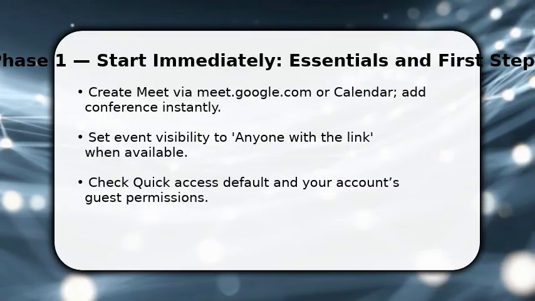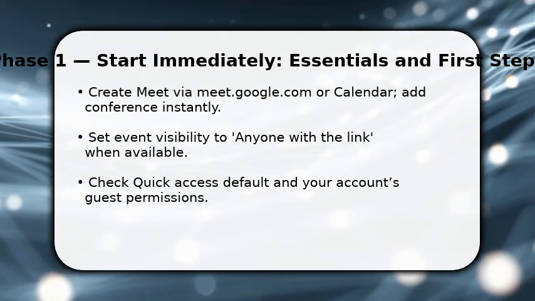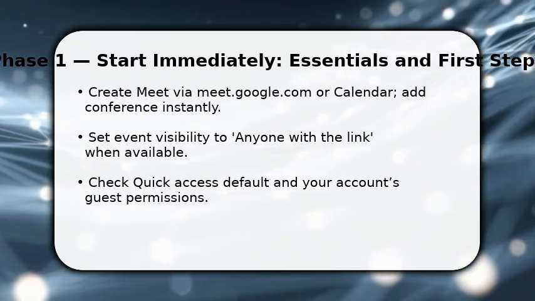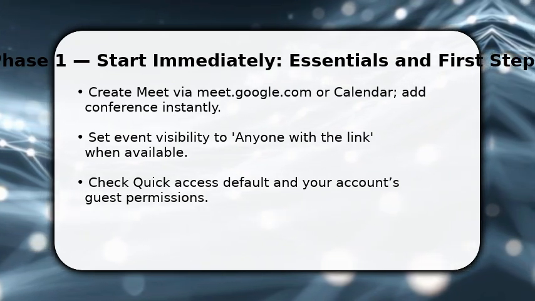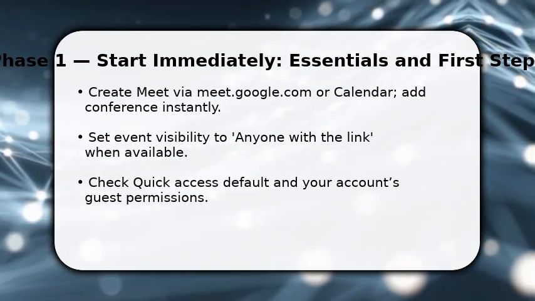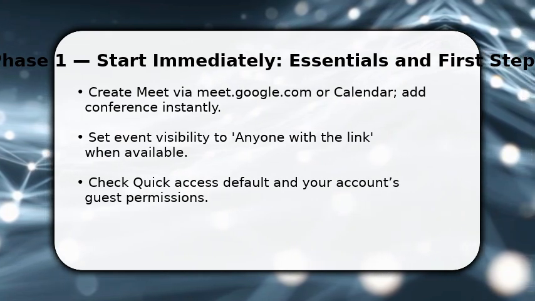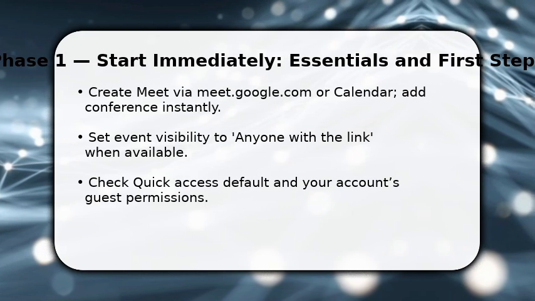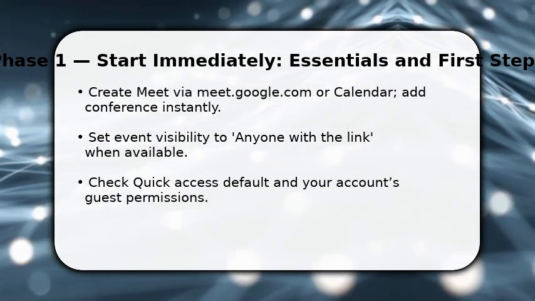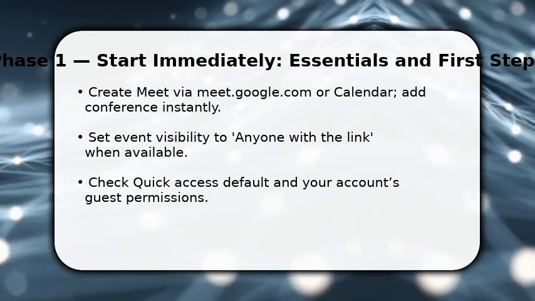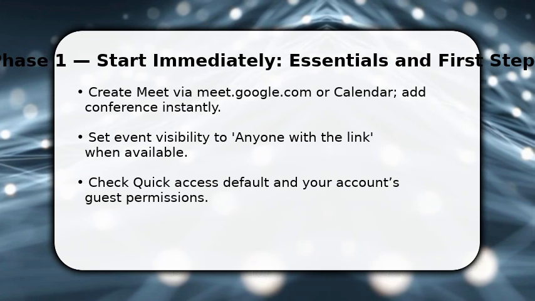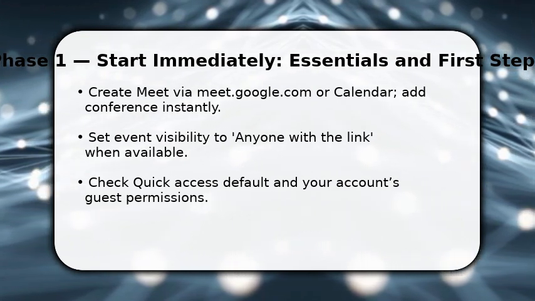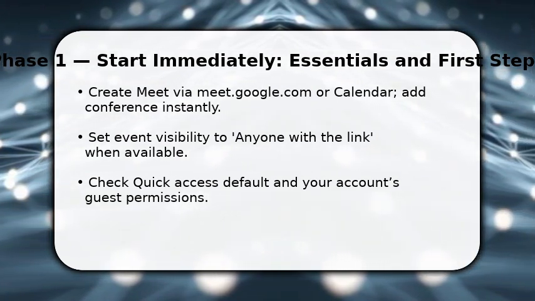You start now by creating the Meet and generating the link. Do it in Calendar or Meet.Google.com. Once created, add the conference to the event and set visibility so external guests can use the link. Make sure you check the initial quick access setting. This controls automatic entry for people without invites. If you're on a Workspace account, you may need admin-enabled link sharing. Contact your admin quickly. These first steps get the meeting reachable to all, and they reduce knocks at the door.